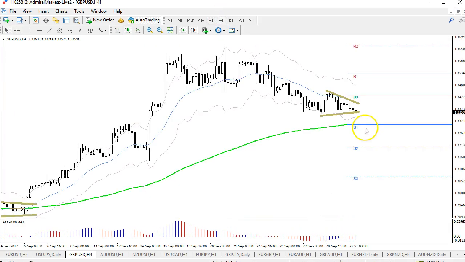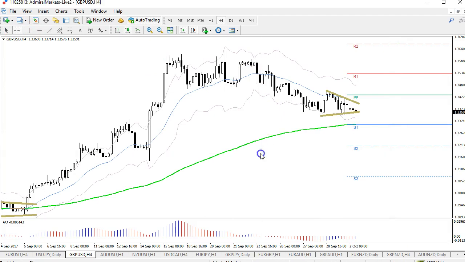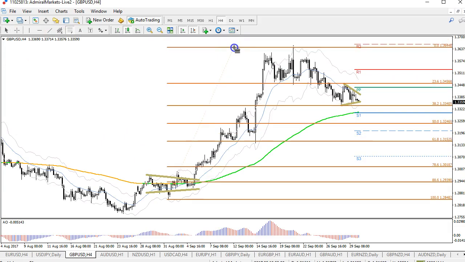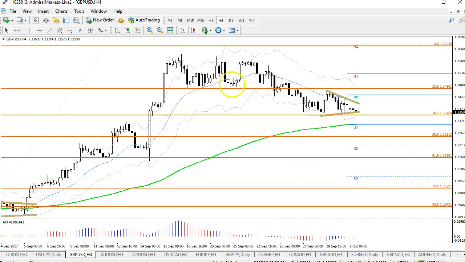And in that case, there could be a push down to the S1 and the long-term moving average and the quarter level around 132.50, I would suspect. Plus, if we put a fib from here to here, like this, you see that price basically stopped at the 23.6 fib, stopped at the 38.2 fib, so eventually it might even fall further than the S1 all the way to the 50 fib, all right?